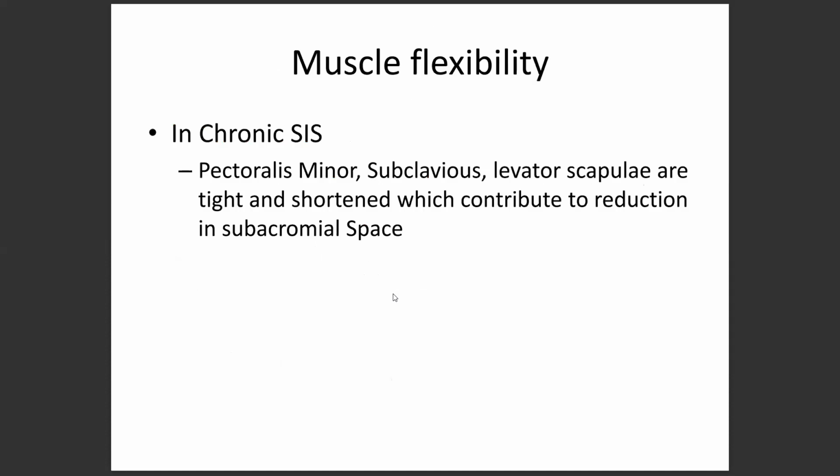If we talk about muscle flexibility, in chronic cases of subacromial syndrome, the muscles, specifically the pectoralis minor and the levator scapulae, along with the subclavius muscle, are very tight and shortened. And this tightness and shortness of these muscles contribute to the reduction of the subacromial space, which further increases the risk of impingement.